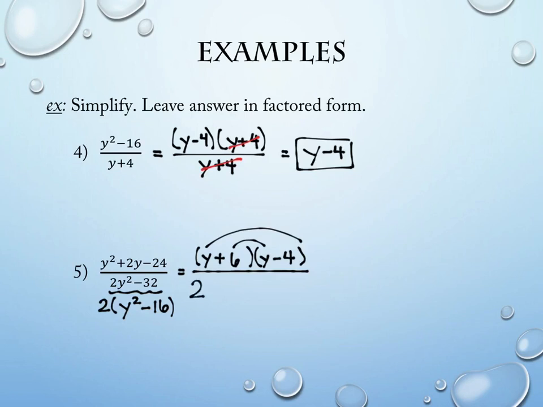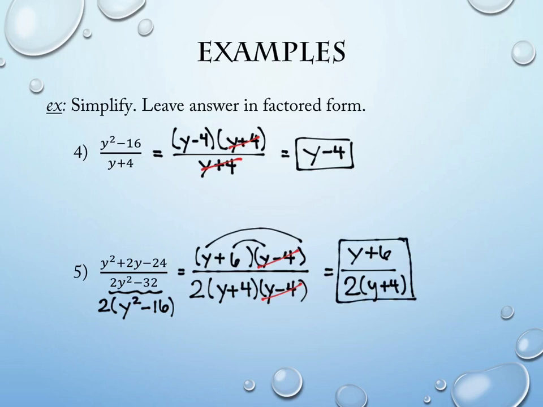So the 2 will stay, but the y squared minus 16 is just what I did in problem number 4, isn't it? How does y squared minus 16 factor? Y plus 4 and y minus 4. And then what reduces? The y minus 4s. Anything else reduce? Nope. So I have y plus 6 on top, and then 2 times y plus 4 on bottom. Any questions on that one?